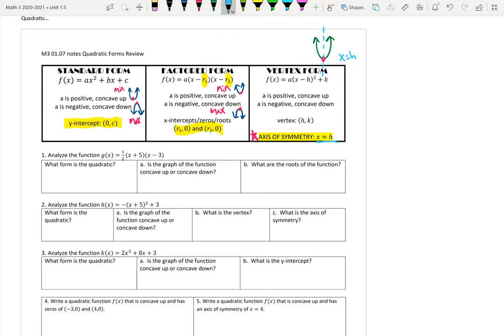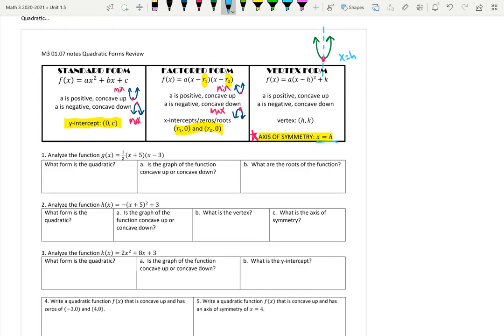What they want you to add to your information is that at the vertex, we can draw a vertical line, and this will cut my quadratic into two symmetrical parts. AKA, it's called an axis. A y-axis is a vertical line, but this is an axis of symmetry where the left and the right side are equal.